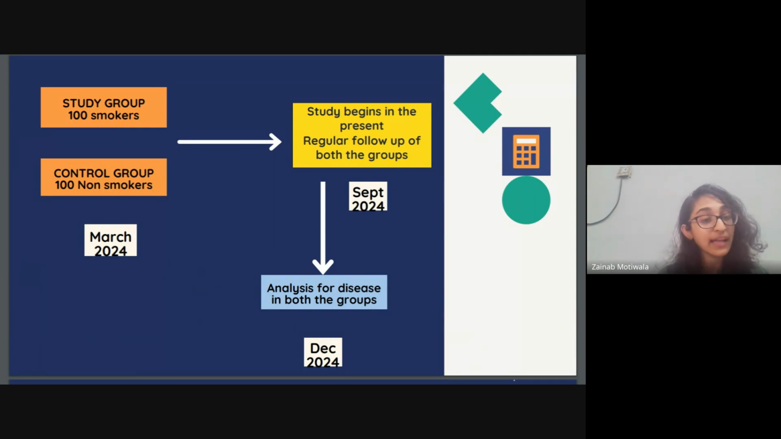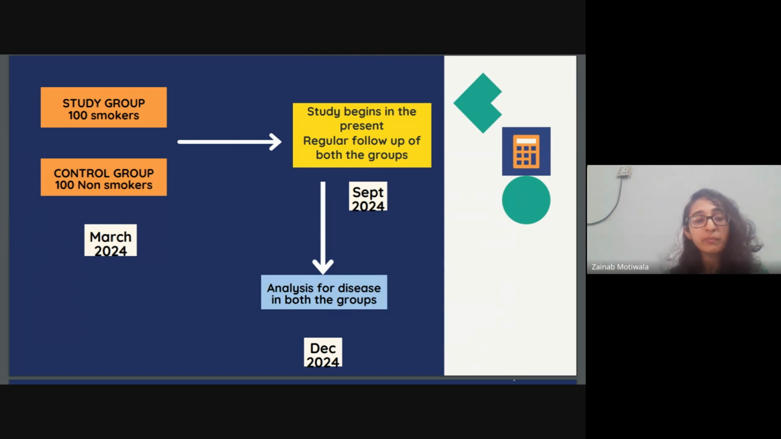In this particular example, hypothetically, in the month of March 2024, we're here in present September 2024, where we've already had these two groups and we've looked at exposures at the beginning of pregnancy in the past. And now we can analyze for the disease in the groups in December 2024 in the future. So we can now follow up these patients to see if they have placenta previa or not.